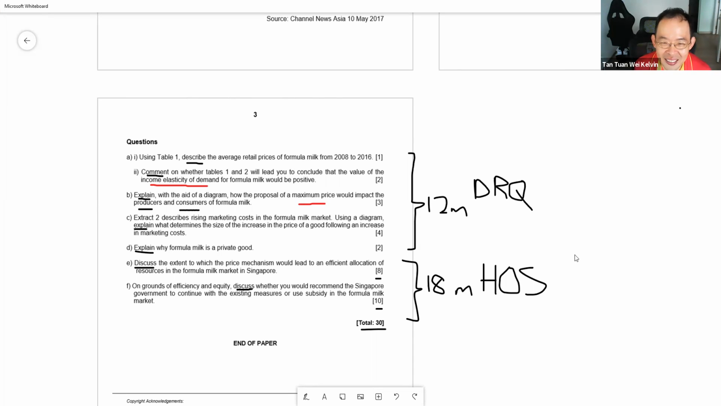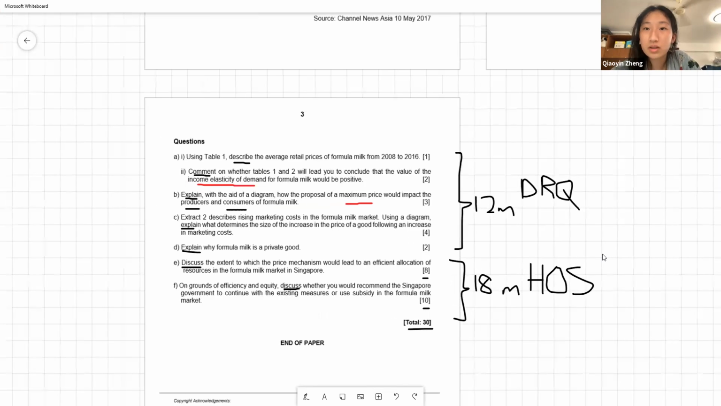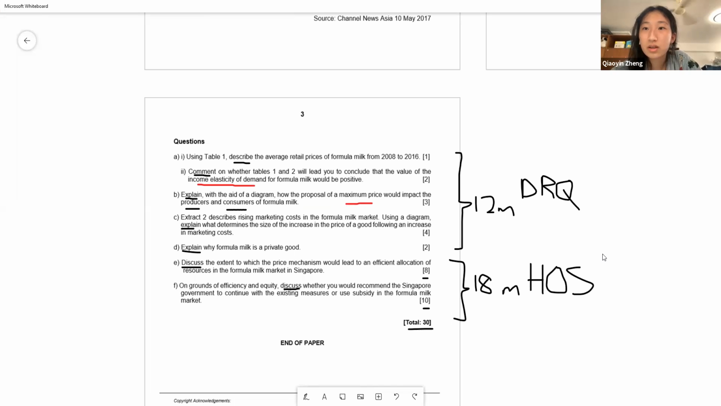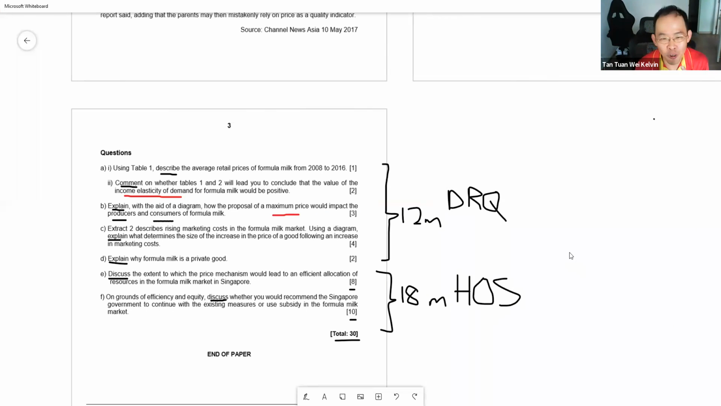But how do you know whether it is PED or PES? Yes, you are basically correct. The increase in marketing cost is the factor. Then the increase in the price is also a factor, shifting the curve. Okay, so which curve do you think will shift when there's an increase in marketing costs? Producer, the supply curve.